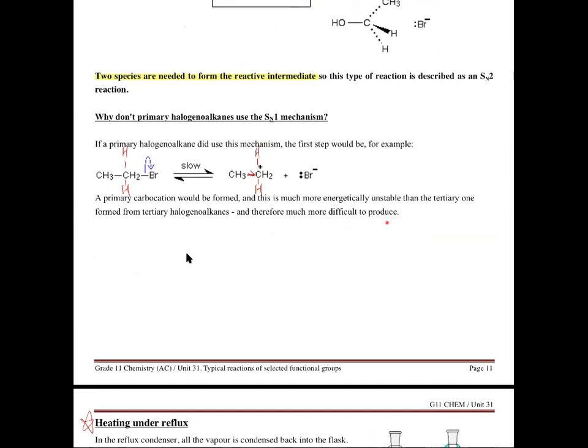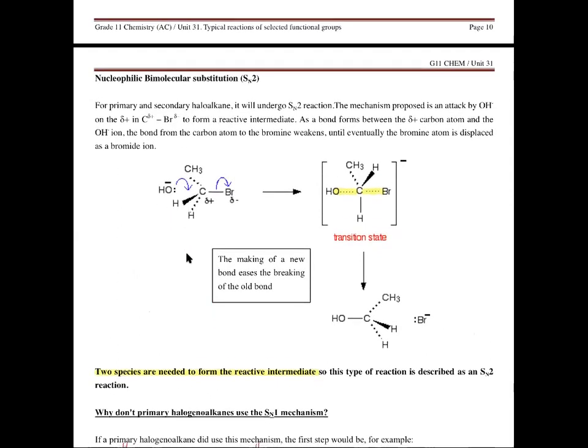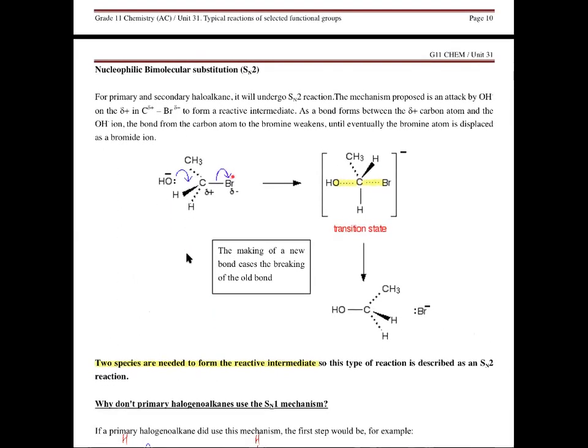much more difficult to produce. So this method is not preferred by primary and secondary haloalkane. This is very unstable. Instead, it will undergo a mechanism called SN2. Instead of breaking the bond immediately, it will go through a transition state.